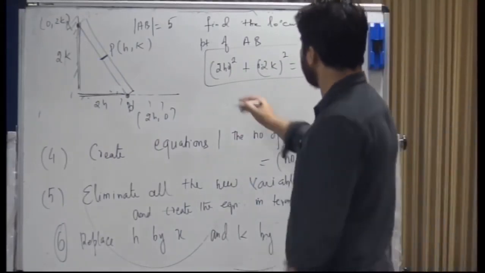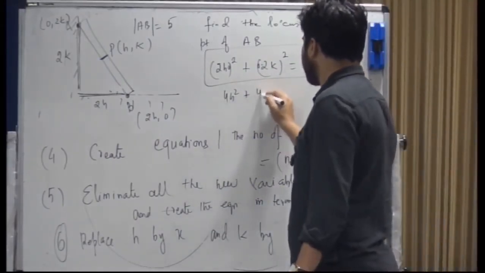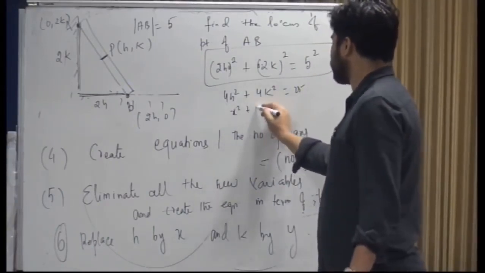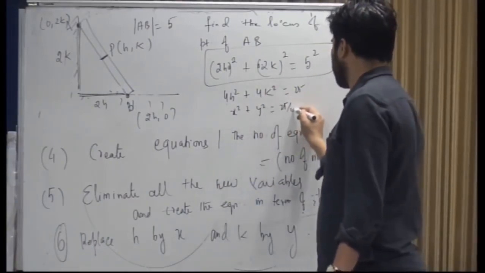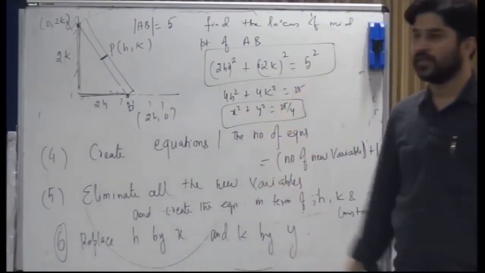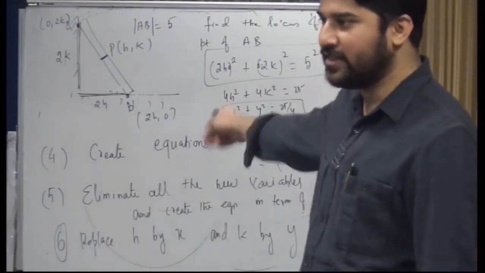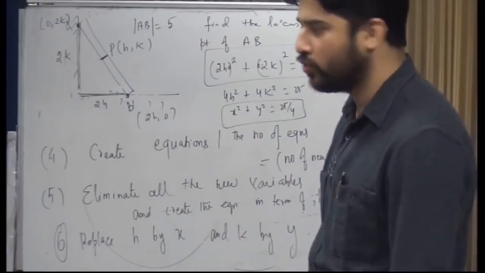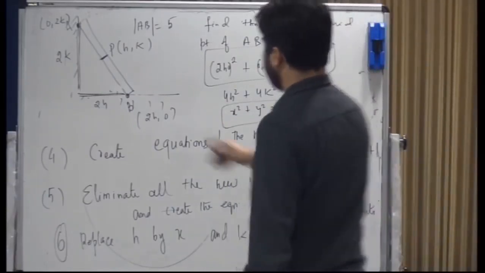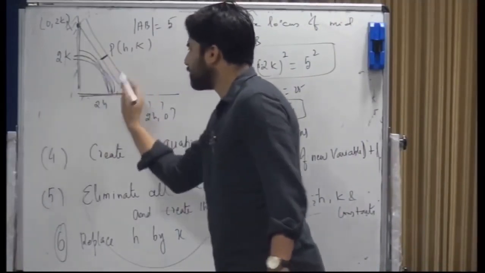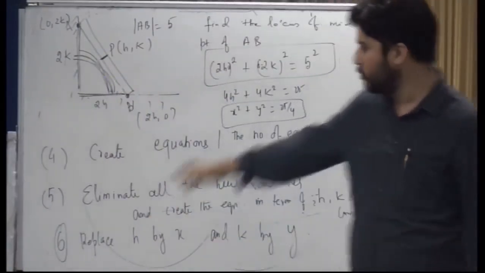What is it going to be? 4h square plus 4k square is equal to 25. So I can say x square plus y square is equal to 25 by 4. It's a circle whose center is the origin and radius is 5 by 2, right? So you see it will be moving something like this, which you can prove.